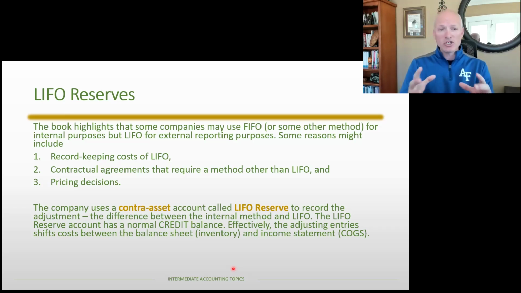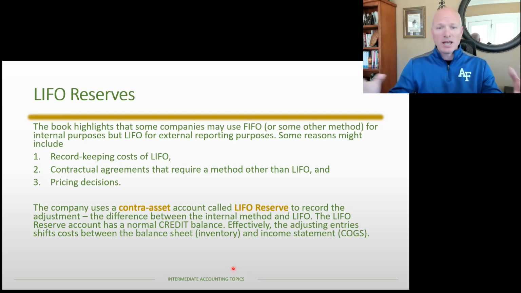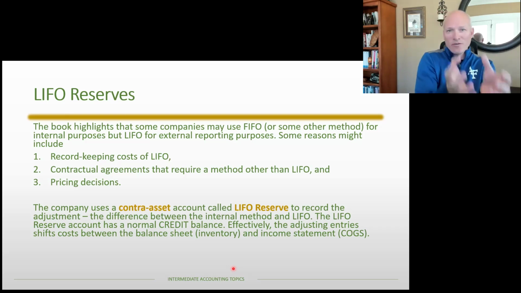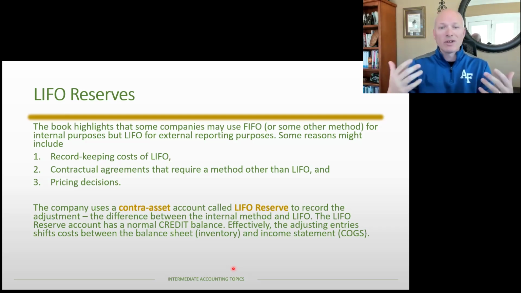And so you've got an issue where you've got this internal process where you're using FIFO, but externally you want to report using LIFO because of the tax advantages or for whatever reason. And so how do you reconcile the fact that my inventory system is going to use FIFO, but I want to externally report using LIFO? And what we do is we have this thing called the LIFO reserve account. It is a contra asset.